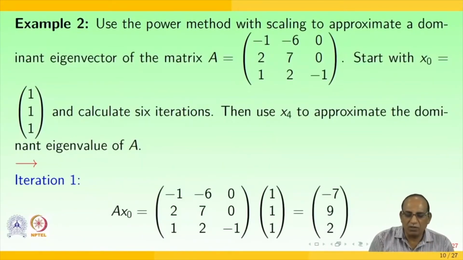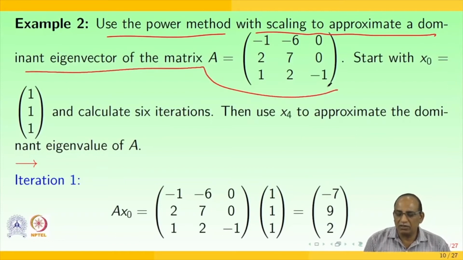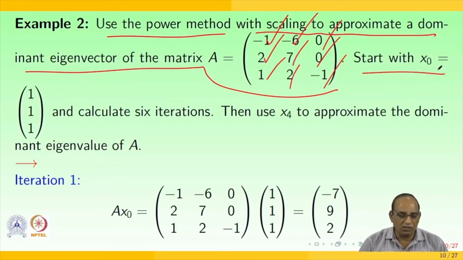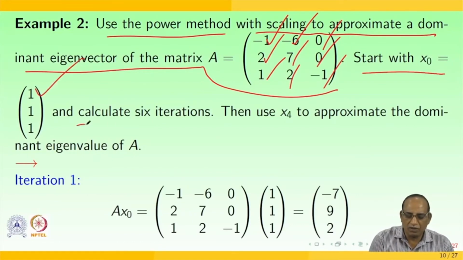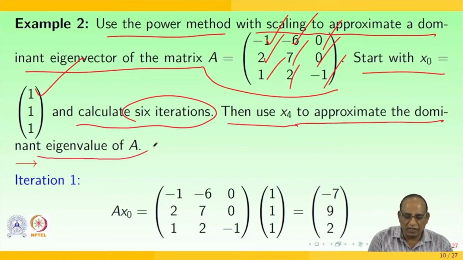And in the second example, use the power method with scaling to approximate a dominant eigenvector of the matrix. This is the matrix -1, -6, 0, 2, 7, 0, 1, 2, -1. Start with x naught equal to 1, 1, 1 and calculate 6 iterations. Then use x4 to approximate the dominant eigenvalue of A.